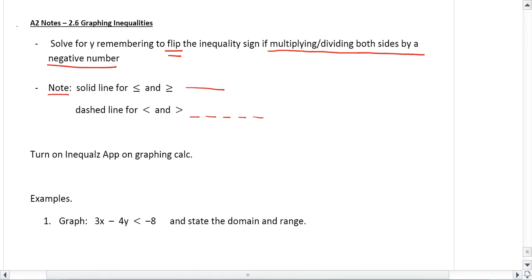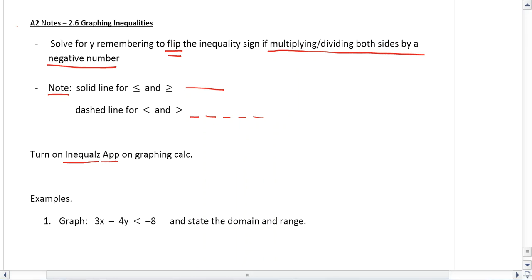So before we can graph these on the calculator, we need to turn on the app. Press the app button, which is located right next to the math key, and a menu comes up. Scroll down until you see the word Inequalz, spelled kind of weird like that. Select it, and if a message comes up asking if you want to continue running it, say yes or enter, and then that app will be turned on.